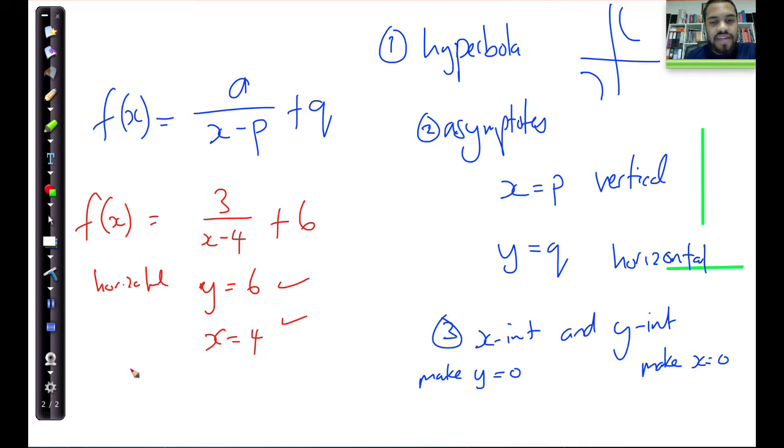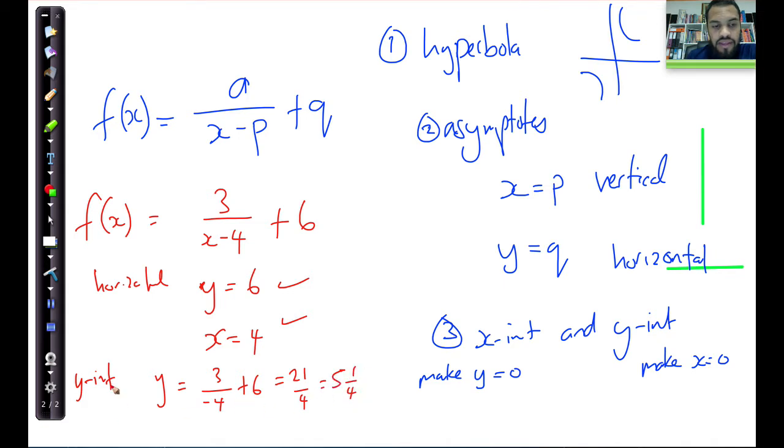Now we got the asymptotes, how do we find the x-intercept and the y-intercept? Well, if you want the x-intercept, you're just going to make y 0, but let's start with the y-intercept because that's easy. You make x 0. So for the y-intercept, make x 0, then we will say y is equal to 3 over negative 4 plus 6. That's because I made the x 0, and that is going to be 6 plus negative 3 over 4, which is just going to be 5 and 1/4. And 5 and 1/4 is 5 times 4 is 20 plus 1, 21 over 4, which is 5 and 1/4.